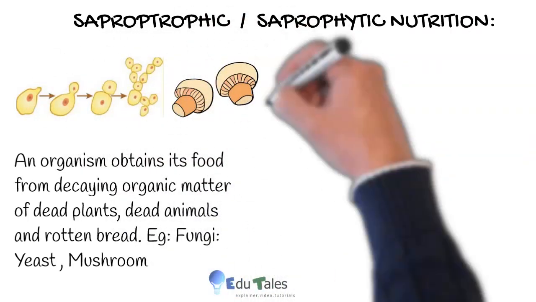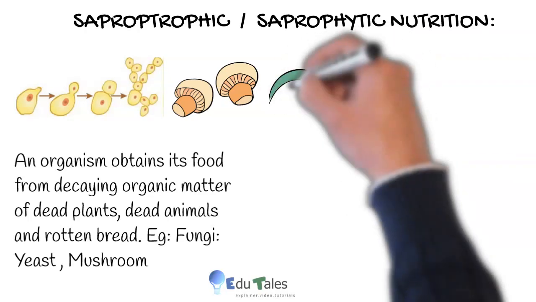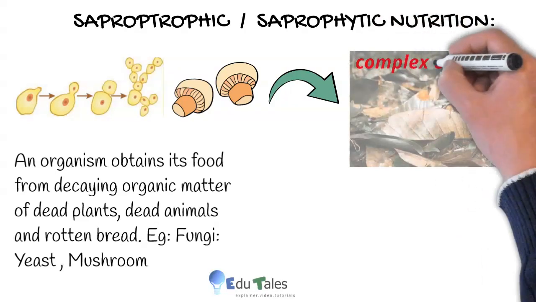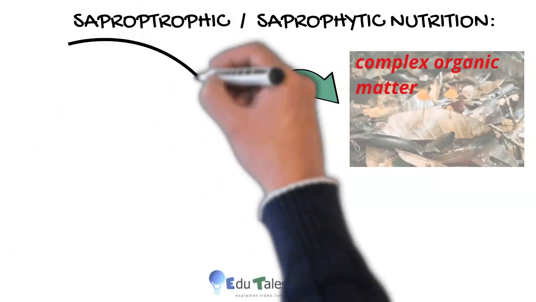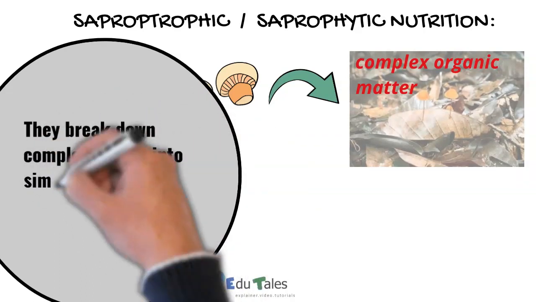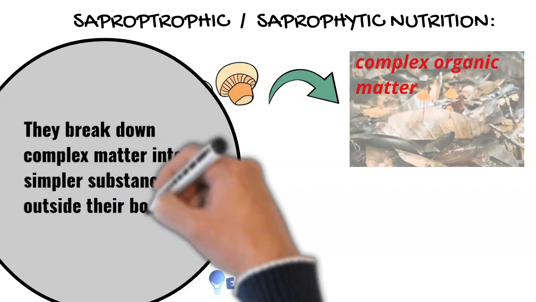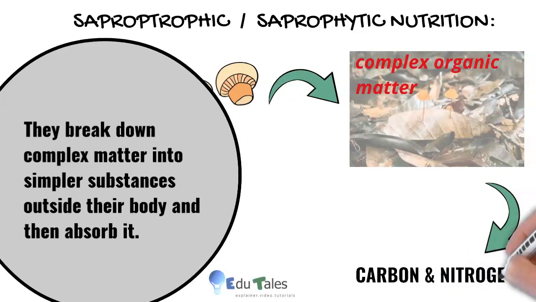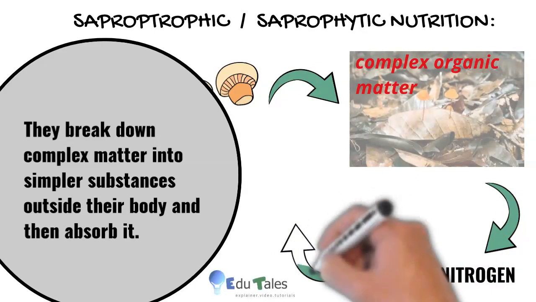They are going to decay the organic matter, such as like these, as you can see in the figure. Here, they are going to break down complex organic matter into simpler substances outside their body and then absorb it. During this time, they will release certain carbon and nitrogen, which are going to get absorbed back into the soil.